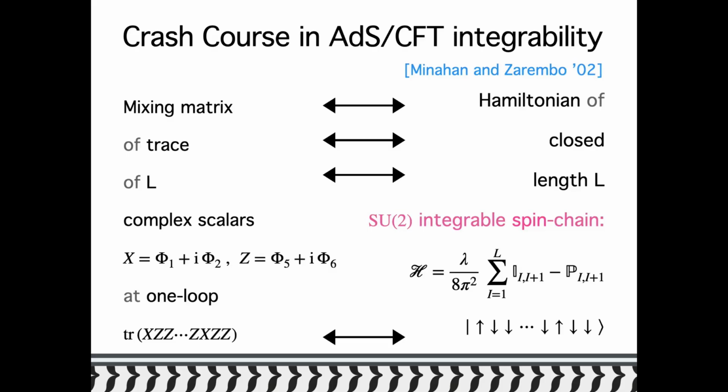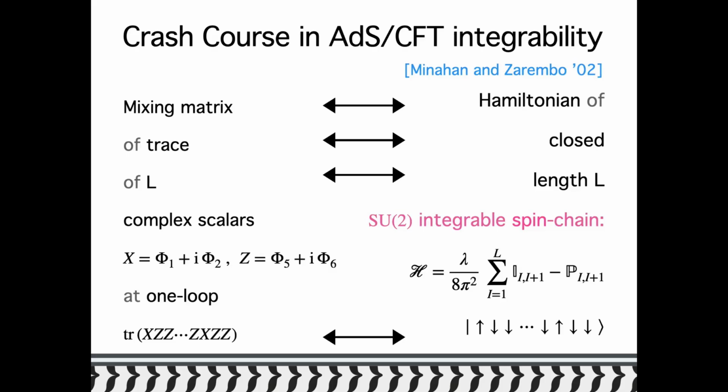Now, even while describing it, it's quite clear that this is quite a hardcore thing to do. But that's where the magic of integrability comes in. So Minahan and Zarembo basically showed that this mixing matrix can just be mapped to the Hamiltonian of an SU(2) integrable spin chain. Okay, the usual Heisenberg XXX spin chain.